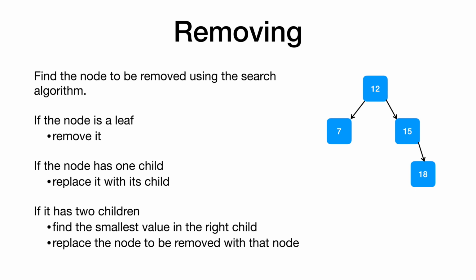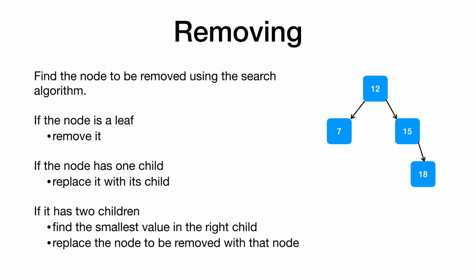So again, reviewing the removing algorithm, this isn't code, it's just an algorithm. We're going to first find the node that we want to remove using our normal search method that we had before, and then do one of 3 things. First, if it's a leaf, we just remove it. If it only has one child, we replace it with its child node, right? And if it has 2 children, we look in the right subtree for the smallest value and swap it and remove, right?